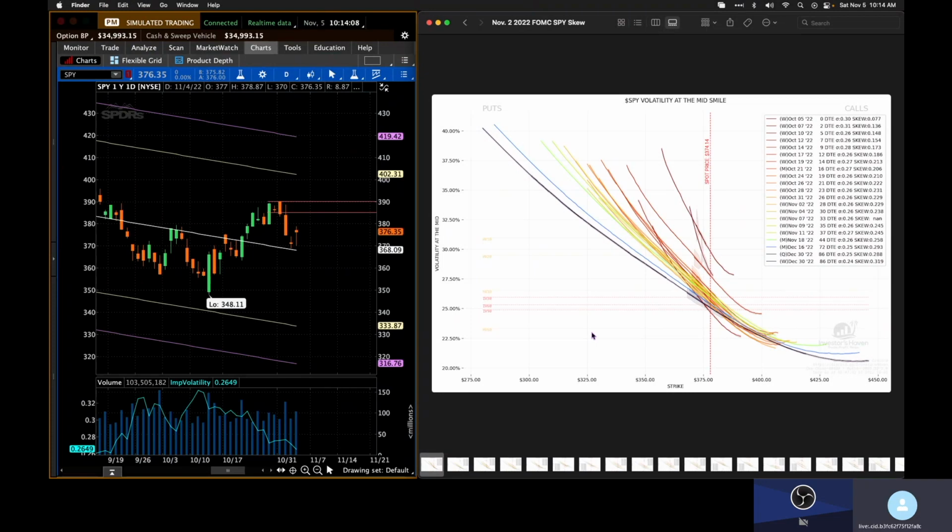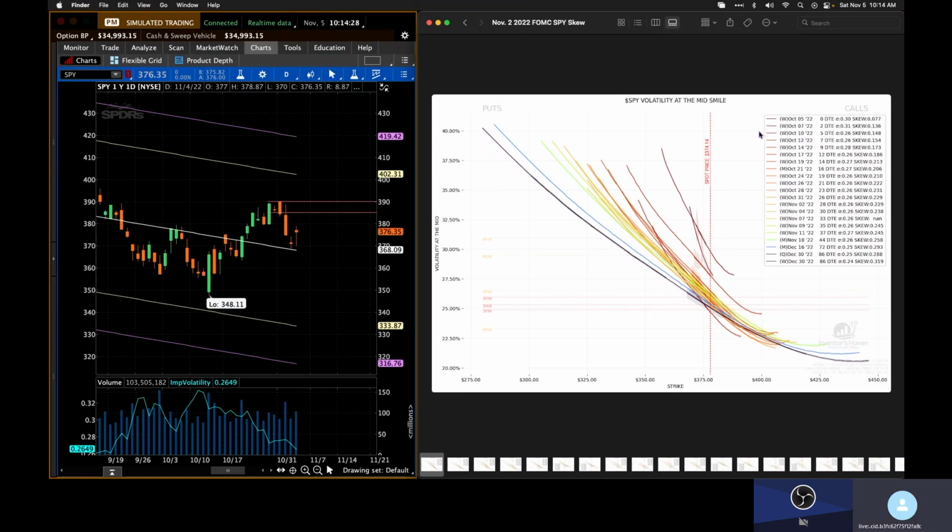In general, because volatility is mean reverting, these really far out skews have a tendency to look really similar to each other, regardless of the market condition. Bull market, bear market, this one out here is going to look like this one out here. These are color coded.